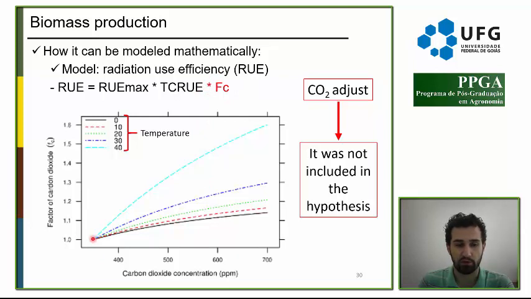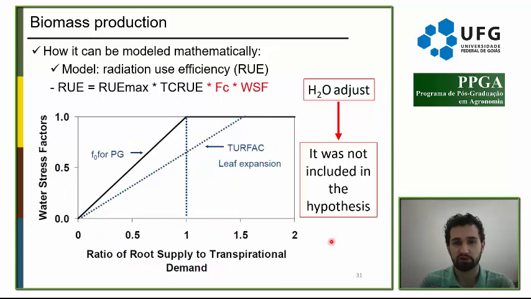For example, here from our baseline, if I increase the CO2, I can have an increase in this radiation use efficiency by the crop. Okay, so for this I need to check if my crop has a response to CO2, or what is the shape of the response as a function of the carbon dioxide concentration for each crop. I also include the water stress factor that is going to adjust the radiation use efficiency.